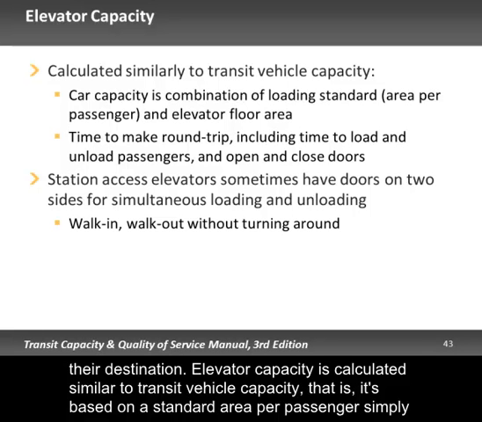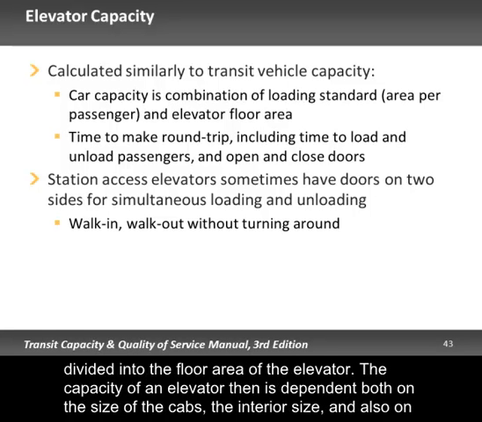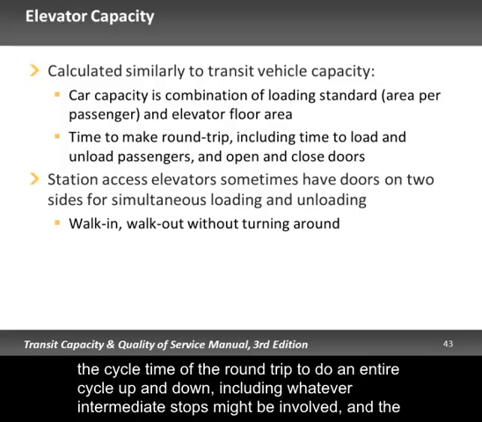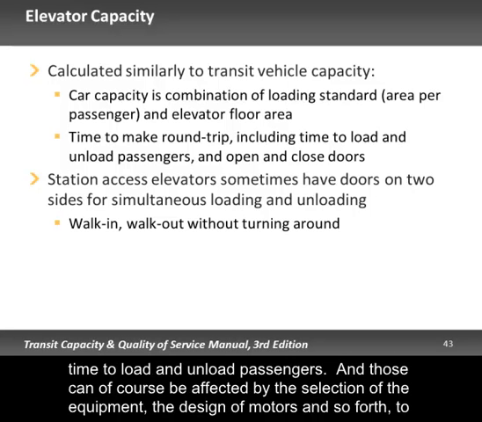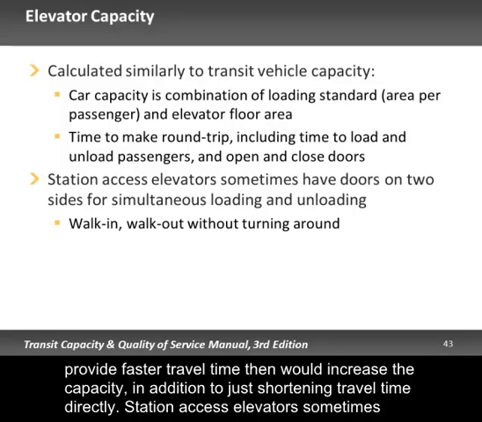Elevator capacity is calculated similar to transit vehicle capacity. That is, it's based on a standard area per passenger, simply divided into the floor area of the elevator. The capacity of an elevator then is dependent both on the size of the cabs, the interior size, and also on the cycle time of the round trip to do an entire cycle up and down, including whatever intermediate stops might be involved, and the time to load and unload passengers. And those can, of course, be affected by the selection of the equipment, the design of motors, and so forth to provide faster travel time than would increase the capacity, in addition to just shortening travel time directly.